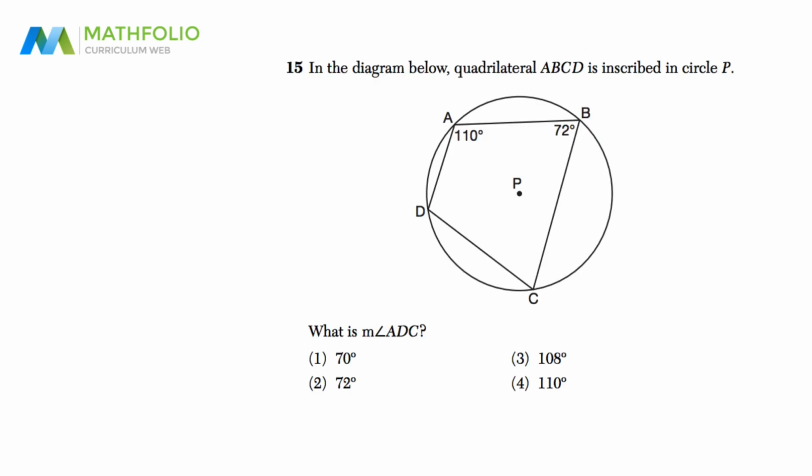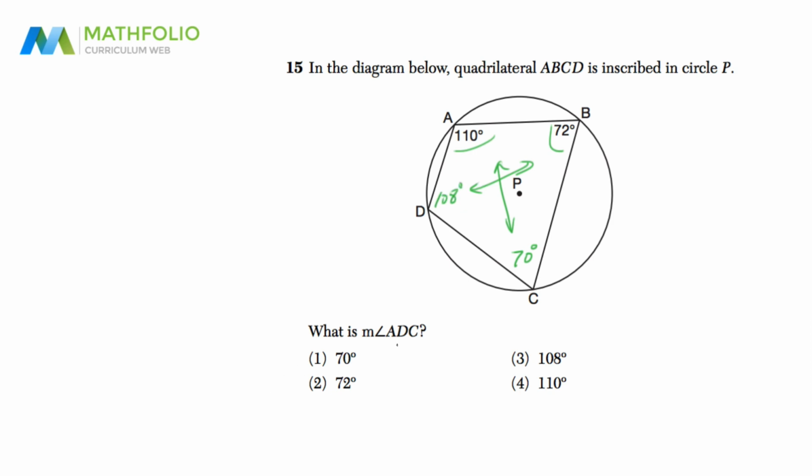Okay, here's 15. So here we've got a quadrilateral inscribed inside of a circle. We know nothing other than these 2 angles. So the trick here is that opposite angles are supplementary. So if this is 110, this has to be 70 degrees to make it 180 total. And if that's 72, this has to be 108 degrees to make it 180.